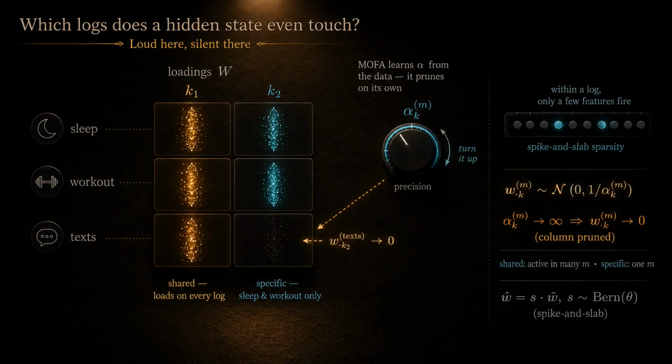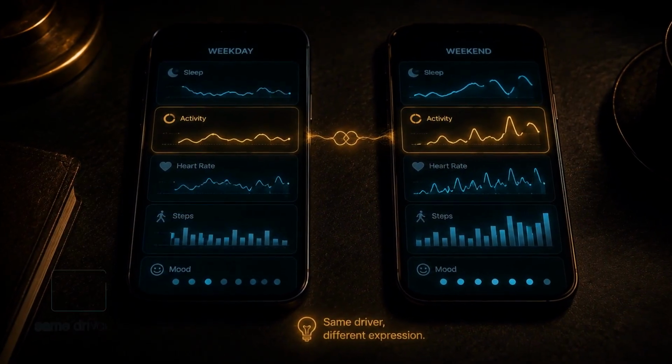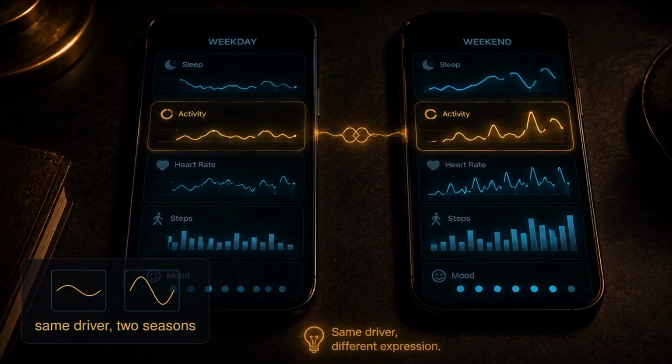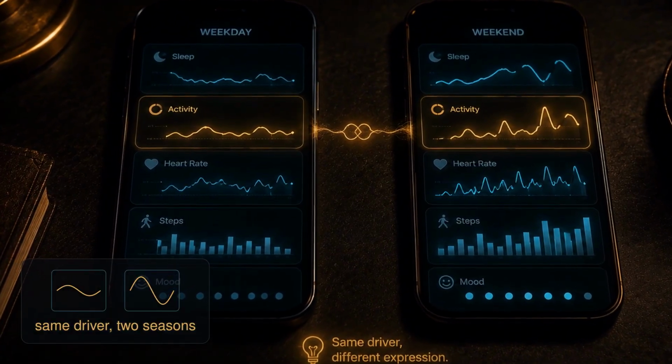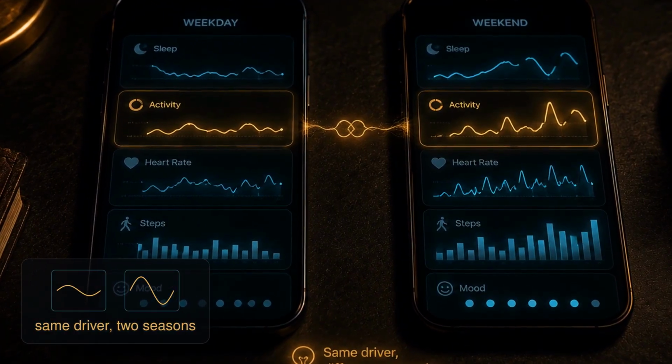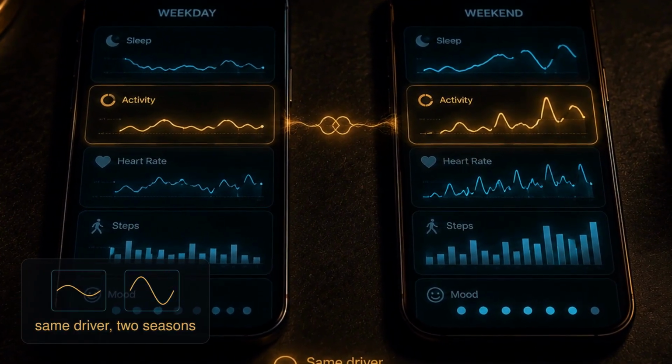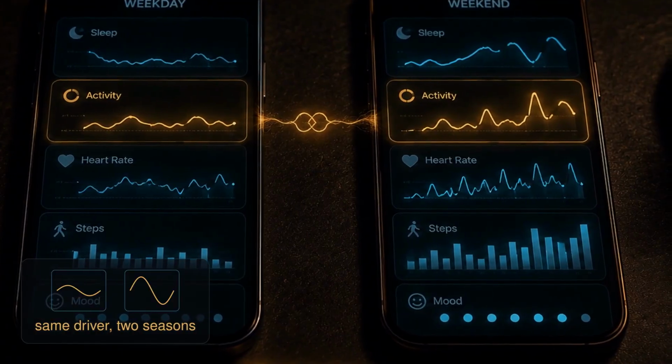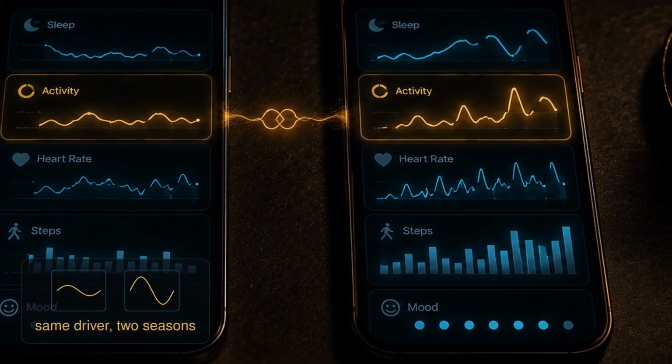And it goes one level finer. Even inside a log, a state does touch only a few features that actually fire, a spike and slab prior that keeps most of them at exactly 0. Sparse on purpose. But your week isn't one uniform thing either. Your weekdays and your weekends are almost 2 different people. A social energy state that's roaring on Saturday might be flat on a Tuesday, the same driver, running at a different volume in 2 seasons of your week.